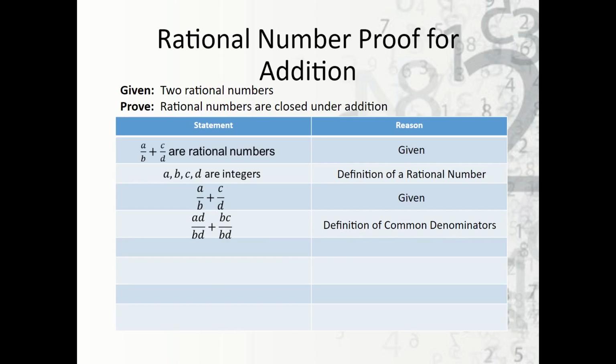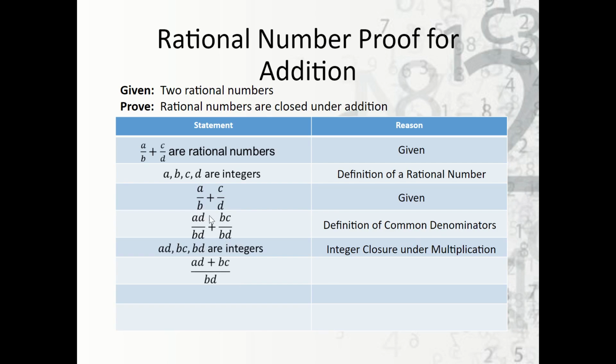Now from that, we need to recognize that ad, bd, and bc are all integers. And how do we know that they're integers? Well, because we know that integers are closed under multiplication. So that's our reason. We know that this is an integer, this is an integer, and this is an integer. So even though we changed these and have common denominators, we haven't changed the fact that we have rational numbers. We're still adding two rational numbers together.